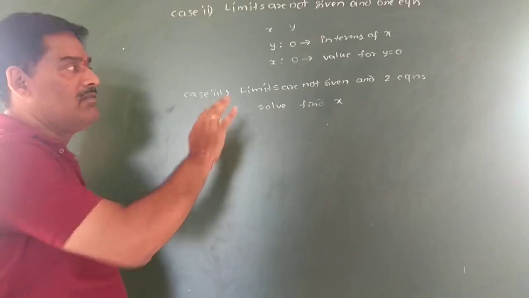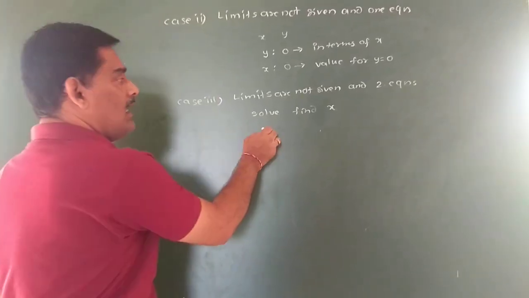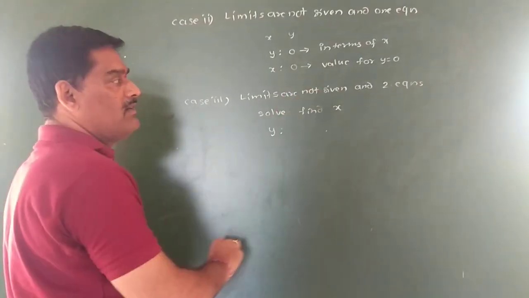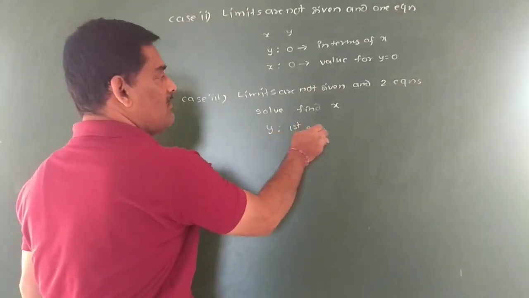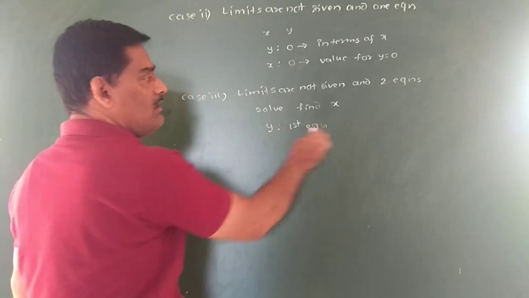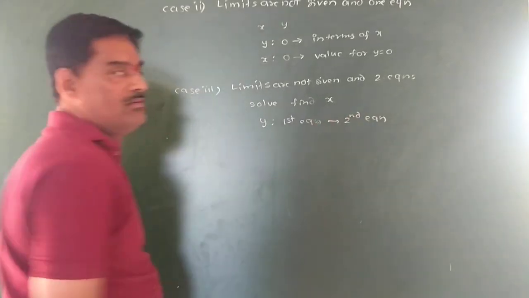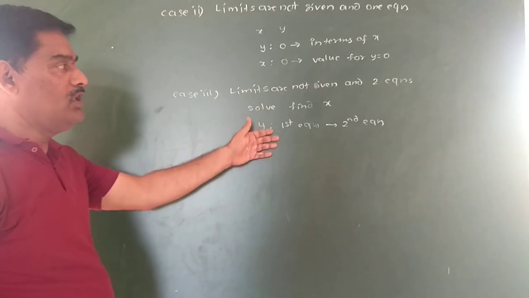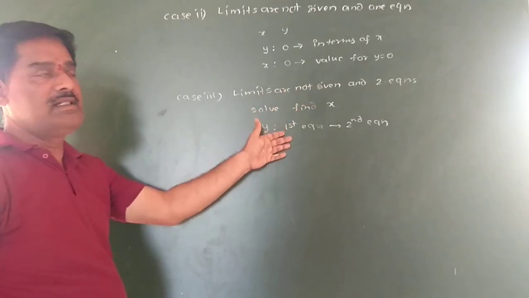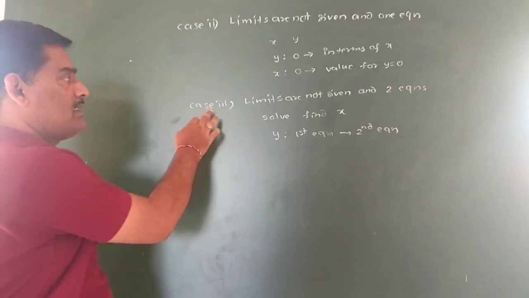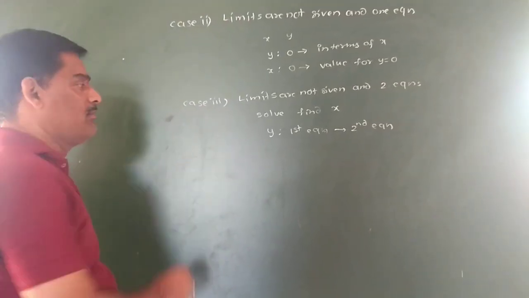You calculate the values of the x variable, and the y variable limits are taken depending on the given equations. From the first equation, you calculate the y value, and from the second equation, you calculate the y value. So here, directly you will get the x limits and y limits from the given equations and find the double integration. That comes under case number 3.